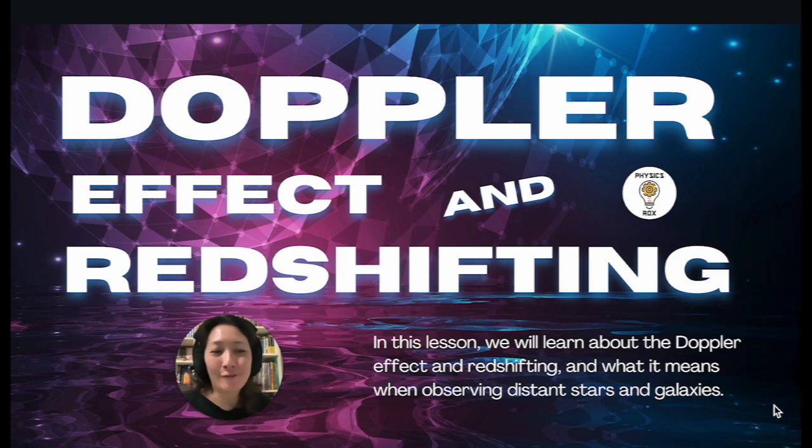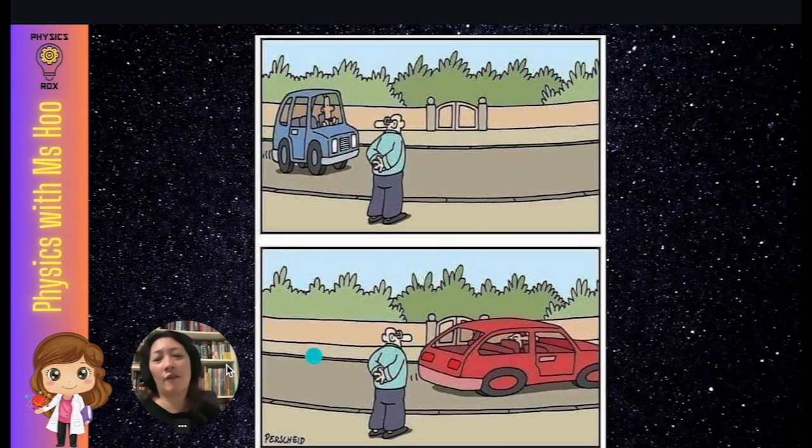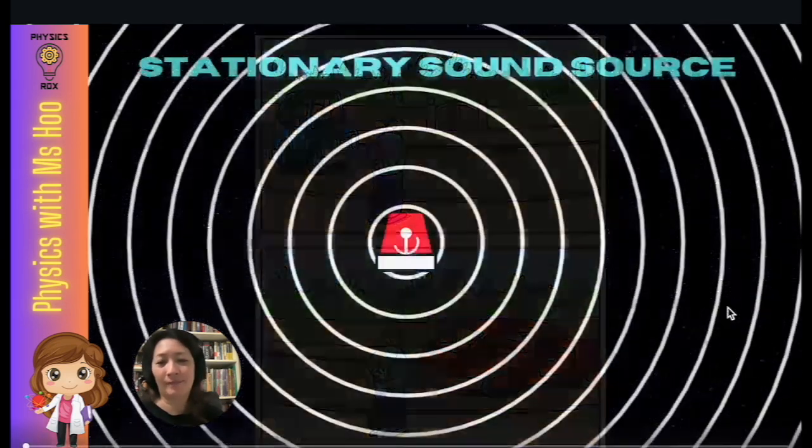In this video, we will learn about the Doppler effect and redshifting and what it means when observing distant stars and galaxies. We're going to kick things off first with a high IQ comic. So when you look at this, do you understand? Okay, if you don't understand, we'll come back to that at the end of this video. For now, let's look at the Doppler effect.